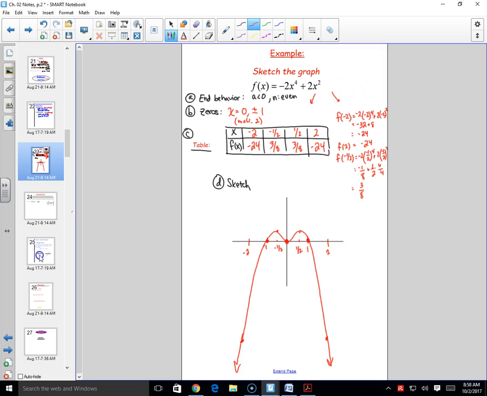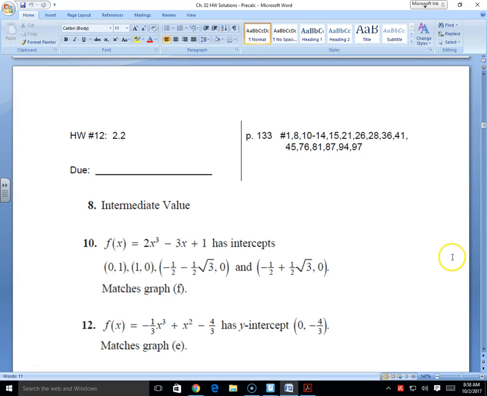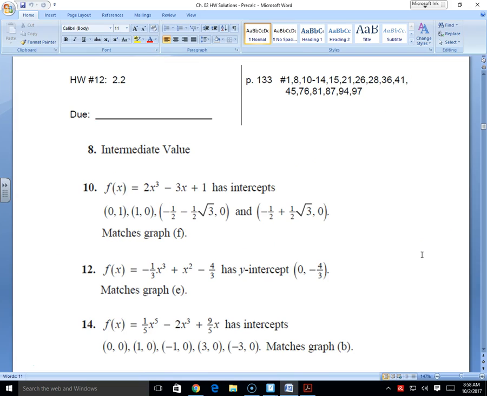All right, kiddos. That brings us up to IDT, otherwise known as the intermediate value theorem. But we're not ready for that yet. Let's go check homework. All right, number 8.